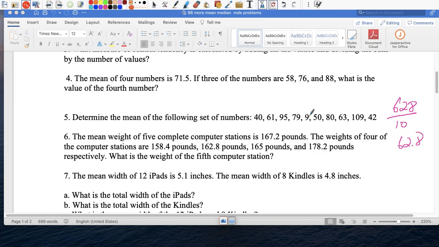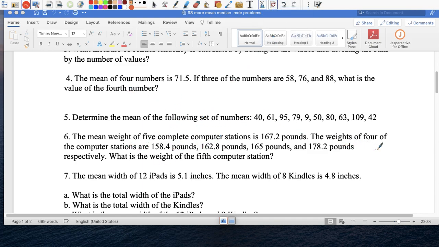1, 2, 3, 4, 5, 6, 7, 8, 9, 10. Let me just add the numbers because that doesn't sound familiar. 40 plus 61 plus 95 plus 79 plus 9 plus 50 plus 80 plus 63 plus 109 plus 42. Enter. Yeah, 62.8. So the answer is 62.8.